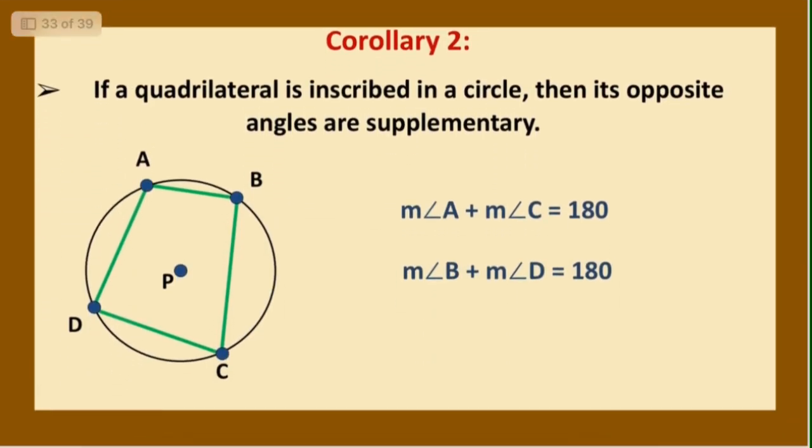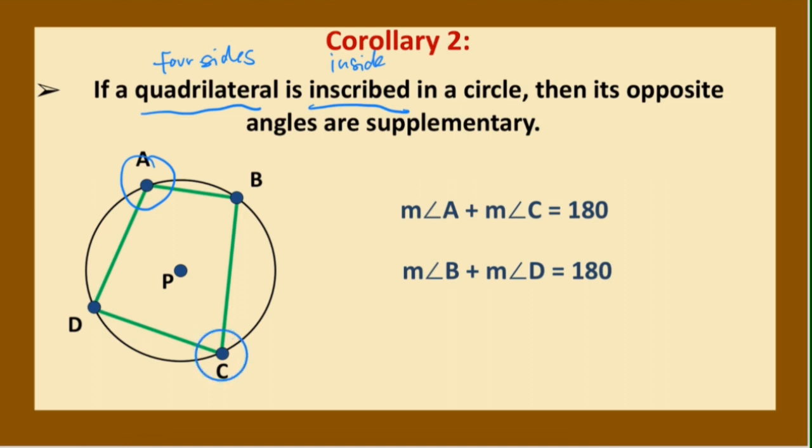It's not complicated, let's not make this complicated. If a quadrilateral, by quadrilateral, four-sided figure, is inscribed, meaning again, inside a circle, then its opposite angles are supplementary. By opposite, A is opposite to C, D is opposite to B. And by supplementary, guys, please do not forget, supplementary means the measurement of two angles, and if you add them, it's equal to 180 degrees.